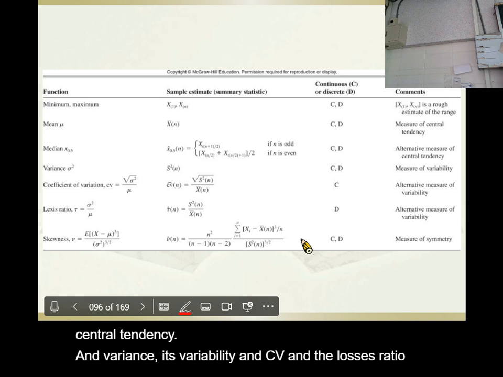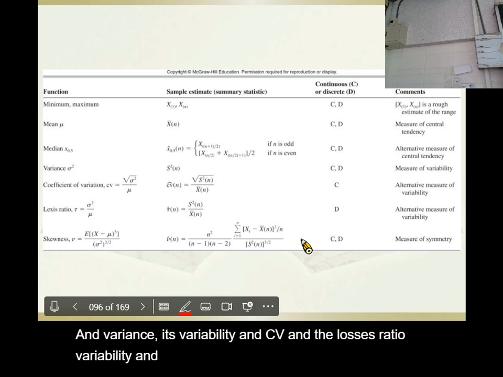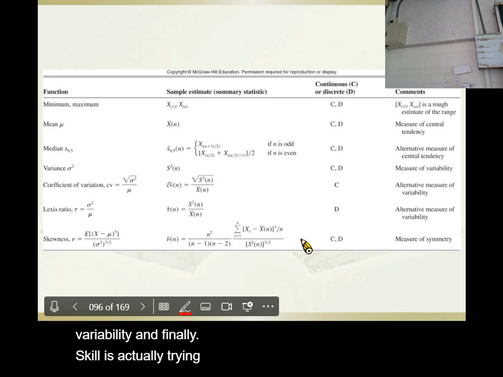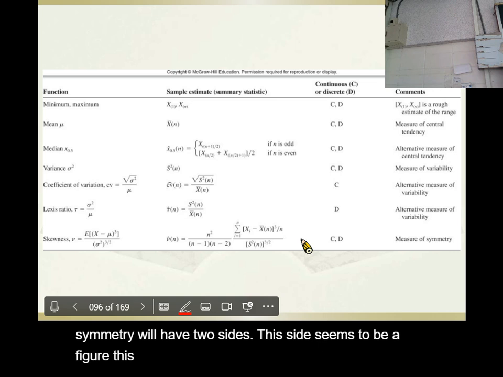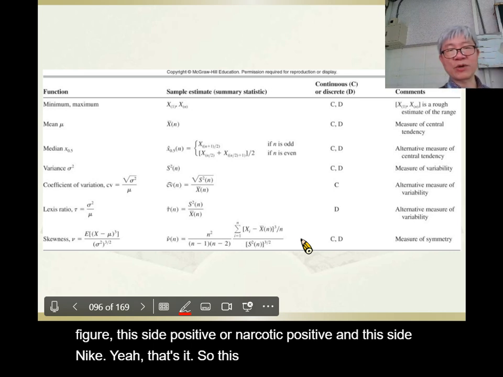And finally, skewness actually tries to tell whether we have symmetry or not, but for symmetry we have two sides. This side seems to be a figure. This side positive or negative, positive, and this side negative. Yeah, that's it. So this is the summary statistics.